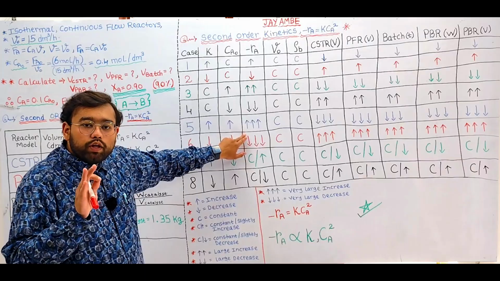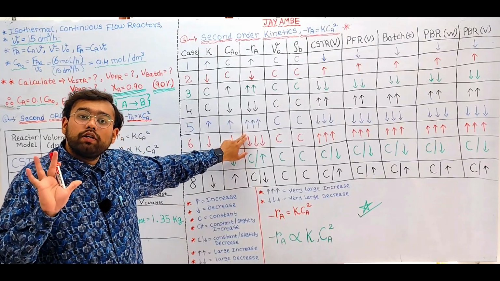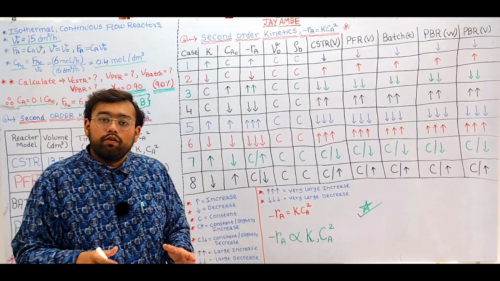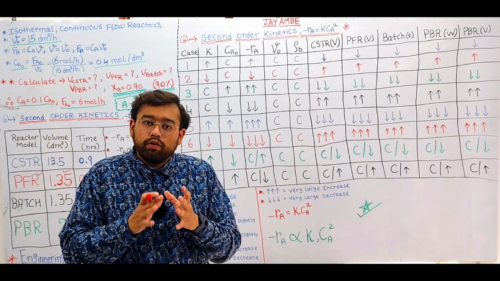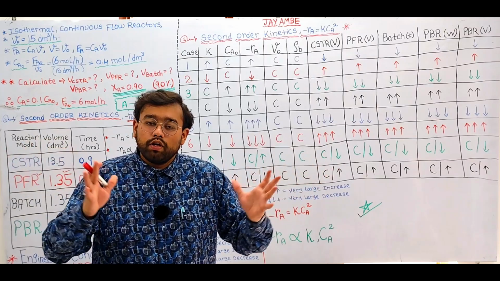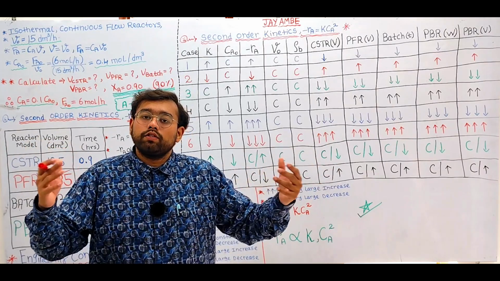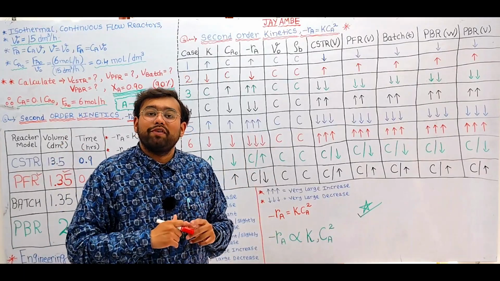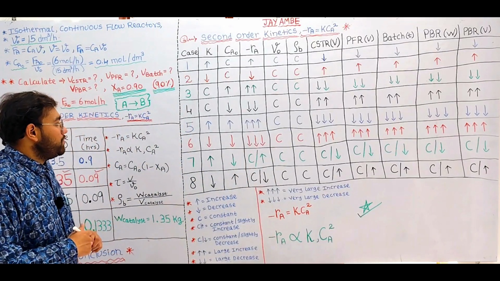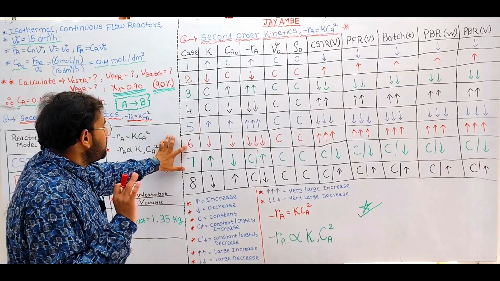Which means we'll observe that the speed of the reaction has decreased very largely, which will result in the requirement of very large reactor volumes, very large reaction time, and a very large weight of the catalyst in order to achieve the same desired conversion, right? I hope you understood. So here we have completed the sixth case.